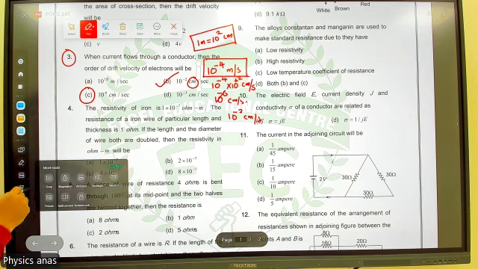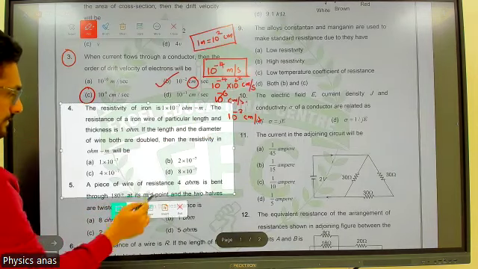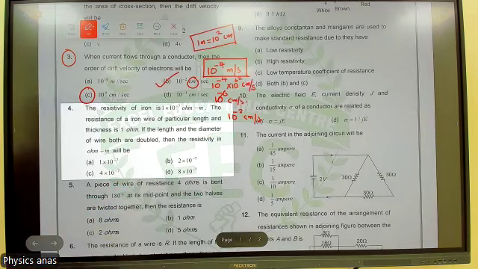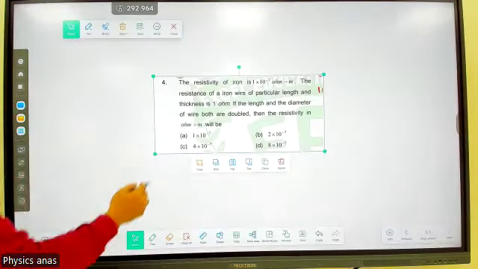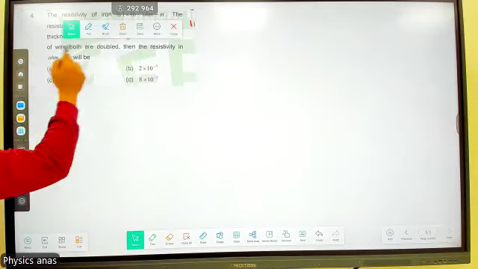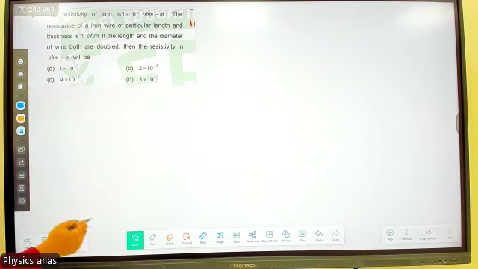Now look at the next question, the fourth one. The resistivity of iron is 1 into 10 raised to minus 7 ohm meter. Resistance of an iron wire of particular length and thickness is 1 ohm. If the length and diameter of wire both are doubled, then the resistivity will be what?